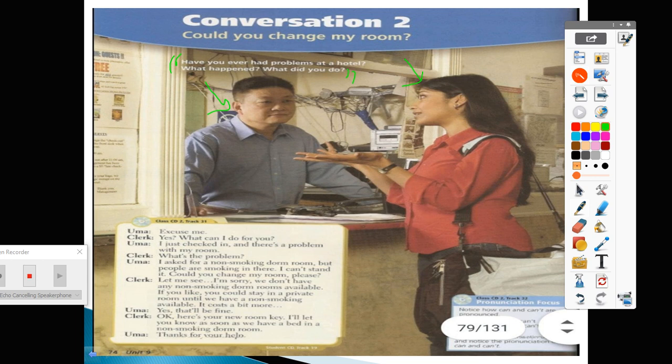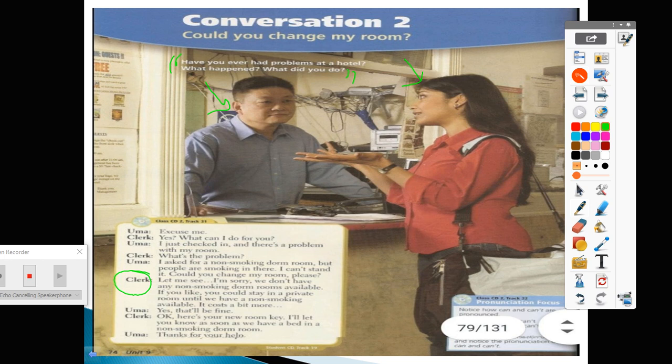Let me see. Clerk: I'm sorry, we don't have any non-smoking dorm rooms available. If you like, you can stay in a private room until we have a non-smoking one available. It costs a bit more.